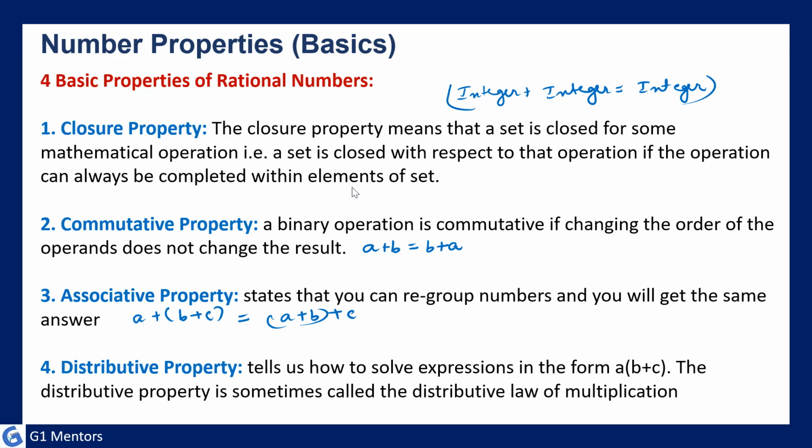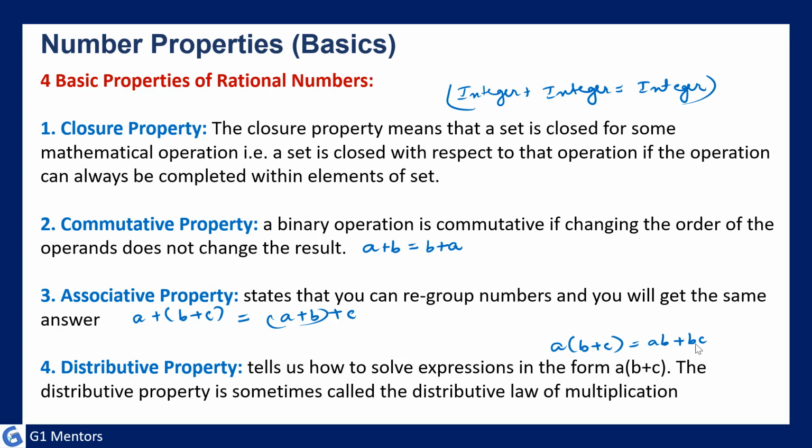Then there is the distributive property. It tells us how to solve expressions in the form a into (b plus c). The distributive property is sometimes also called the distributive law of multiplication. That is, a into (b plus c) is equal to ab plus ac. Now, why is it important for the GMAT to know these 4 properties of rational numbers? Many of the problem solving and data sufficiency problems are around this. We'll see some examples in the coming slides as well.